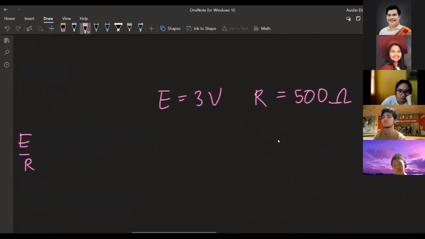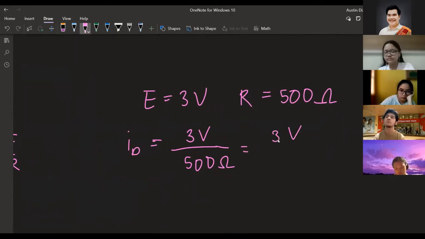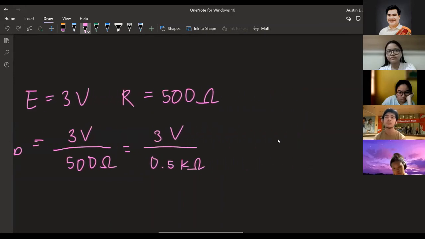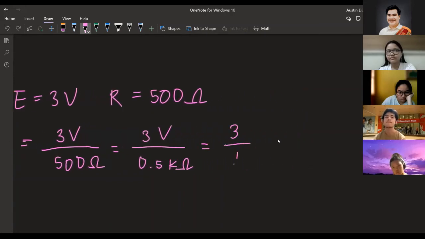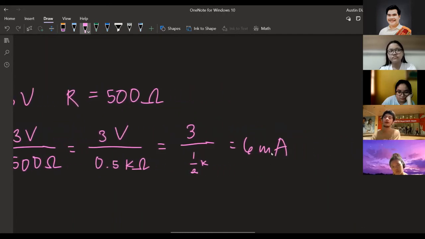Then, yung ID mo would be three volts over 500 ohms. Or I can write this as 0.5 kilo ohms. Tamad mag-solve doon. 3 over 1 half. Okay. So this is 6 milliamperes. Okay, tamad ako mag-solve, sorry guys. 6 milliamperes. I-plug in nyo na lang normally sa calculator na makikita nyo na 6 milliamperes siya.